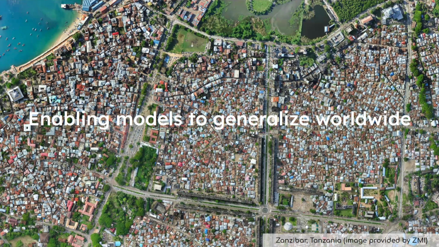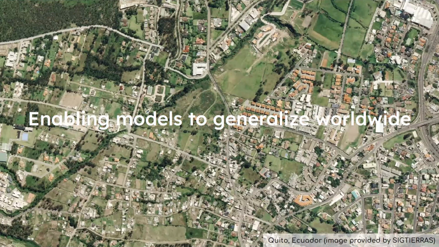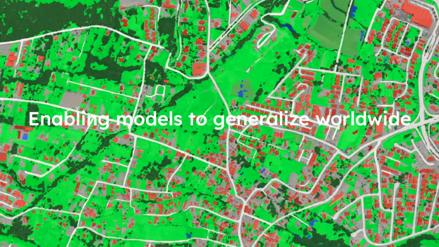This image is not in our benchmark. This is an image from Tanzania, Africa. And you can see that because our benchmark was labeled in great detail, a model trained on it can generalize to most satellite images that you can come across. This one too is an image that we took from Ecuador. It's also not in our data set, and you can see that a model trained on our benchmark can also generalize to it.